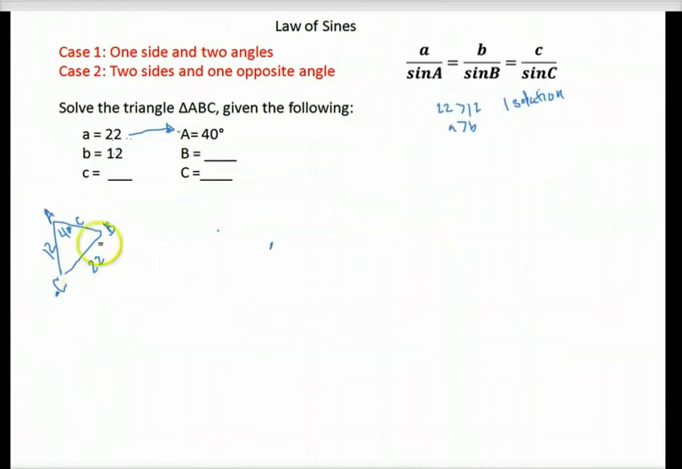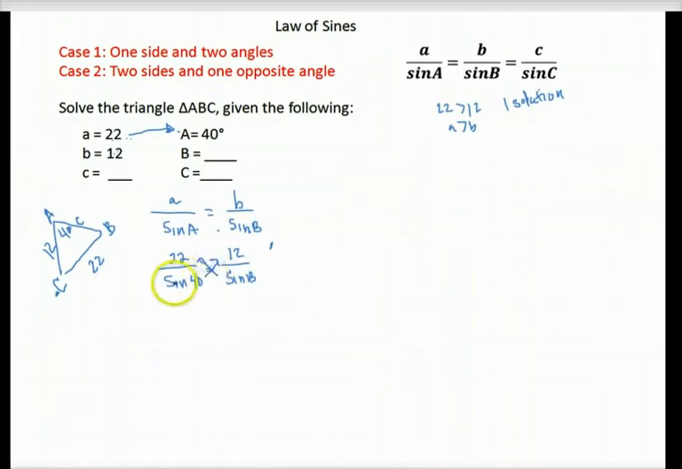Now if you didn't run that test and you just started solving, you'll still be able to figure out that there's just one solution. It just takes some work. All right, so use law of sines. We have A and A, so that's what we're going to start with. We have one of our B's, so we're going to start by finding the angle B. Put in your information that you know. We know A is 22. The sine of the angle A, which was 40, equals B, it's just 12 over the sine of angle B, which I don't know.